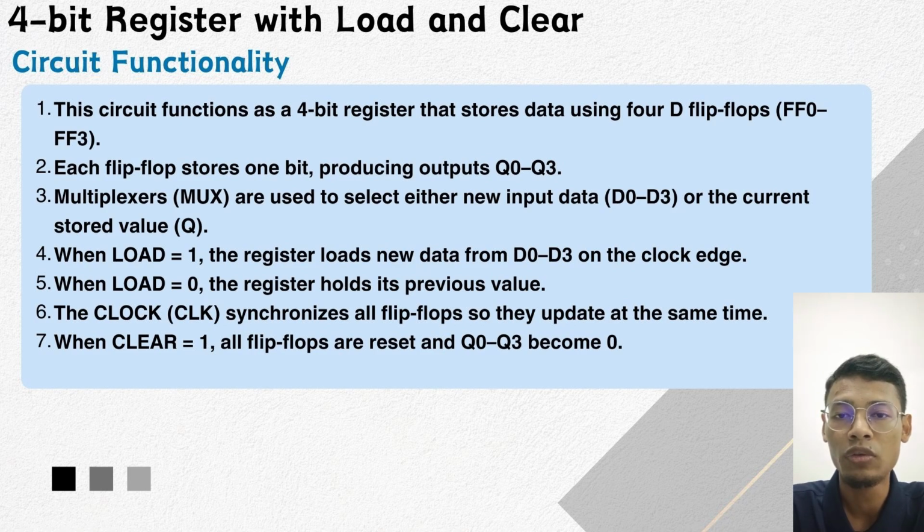When load is 1, the register loads new data from D0, D1, D2 and D3 on the clock edge. When load is 0, the register holds its previous value. The clock synchronizes all flip-flops so they update at the same time. When clear is 1, all flip-flops are reset and Q0, Q1, Q2 and Q3 become 0.